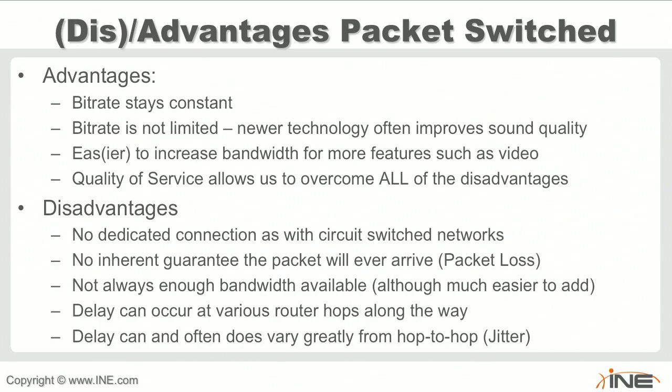And quality of service is really the thing that allows us to overcome all of the disadvantages that we're going to look at. So the disadvantages being no dedicated connection. So there's not really a hard electrical dedicated circuit between two ends. Instead, we're sending packets back and forth. And as we'll talk about, we're sending those over UDP. So they're typically sent connectionless. So that means that we don't guarantee that a packet gets to the other side, but that's where we bring in quality of service to mitigate that possible disadvantage.